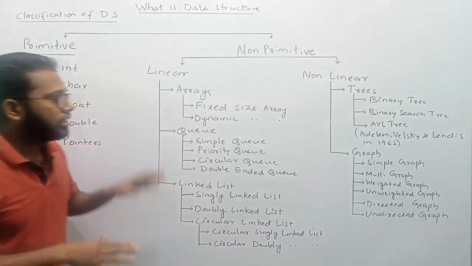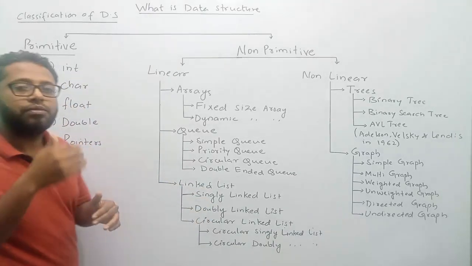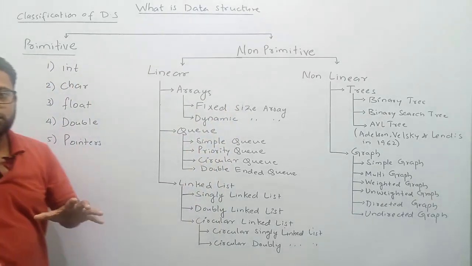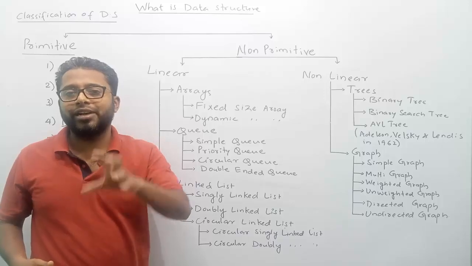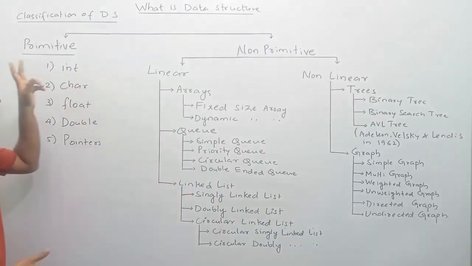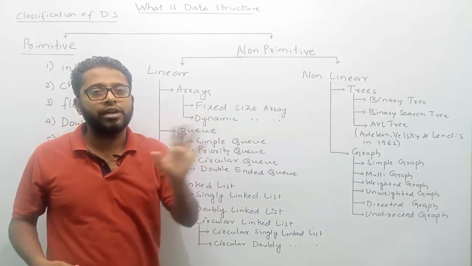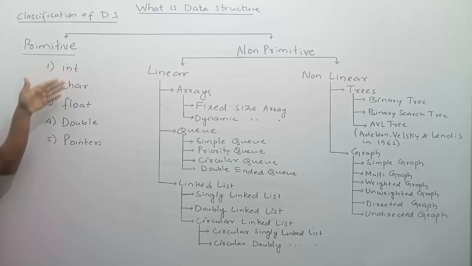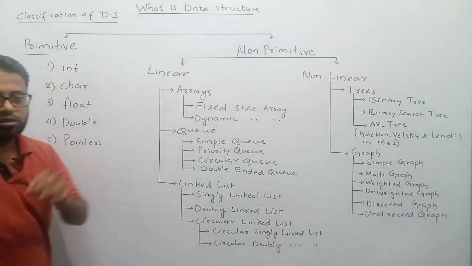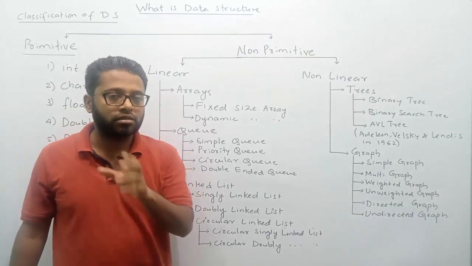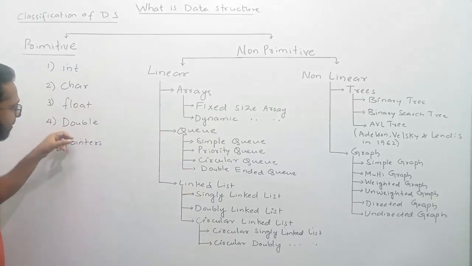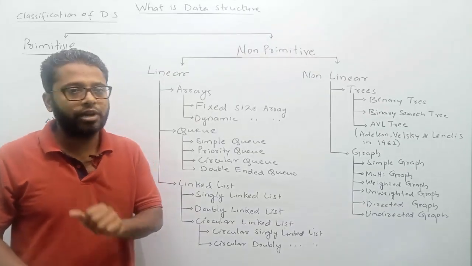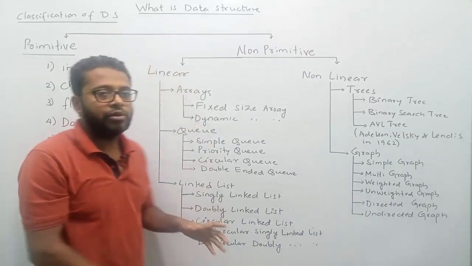Now let us take our discussion further ahead by discussing the classification of data structures. Data structures are classified into two categories. First is primitive data structure, second is non-primitive data structure. Under primitive data structures, we have various types like integer, character, float, double and pointers. These are also called primary data structures because each of these is a keyword of almost all programming languages. Next we have non-primitive data structures.